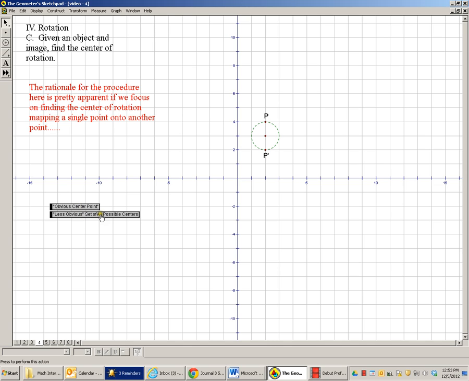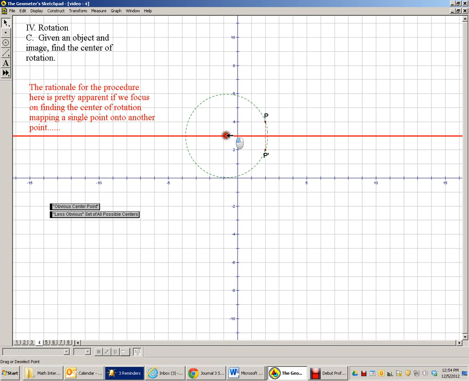Now here's something that's a little bit less obvious. There's actually infinitely many possible centers of rotation here. It turns out that if you take really any point along this line, do you see how that works? Like if I take a point here, basically the perpendicular bisector, we already know that the midpoint has to work, but it turns out that if we run a perpendicular line relative to the segment that connects P and P prime, any point along this line is a possible center of rotation.